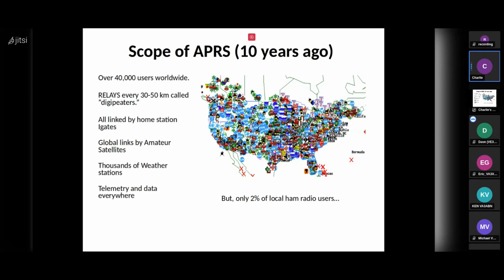And then, of course, there's the satellites. Weather stations, too, by the way, can report the weather by APRS. The other cool thing you can do when you're sending packets of information is you can do telemetry and bits and pieces of data pretty much everywhere. But again, a little note here at the bottom that even 10 years ago, there were only about 2% of ham radio users who actually had APRS capability.